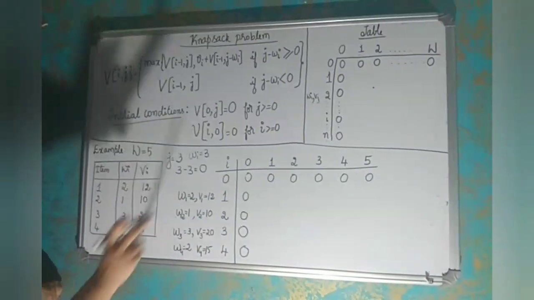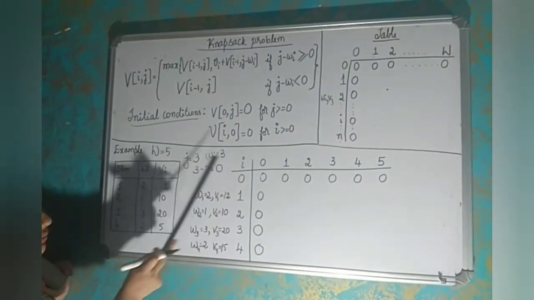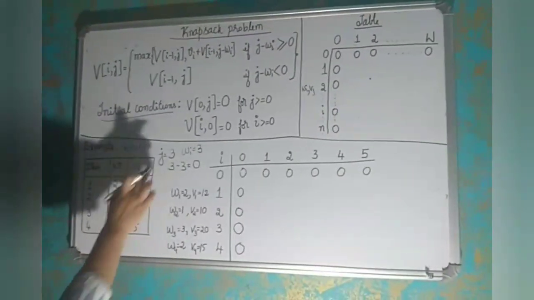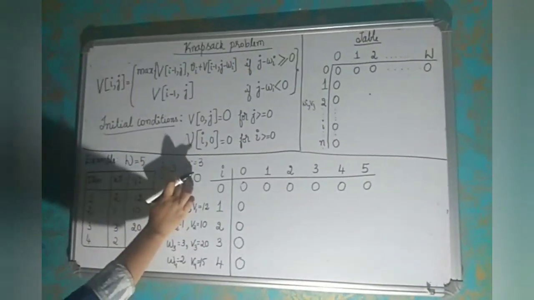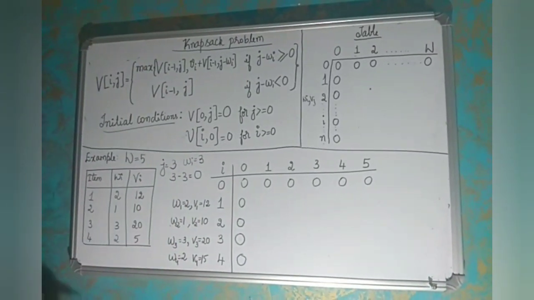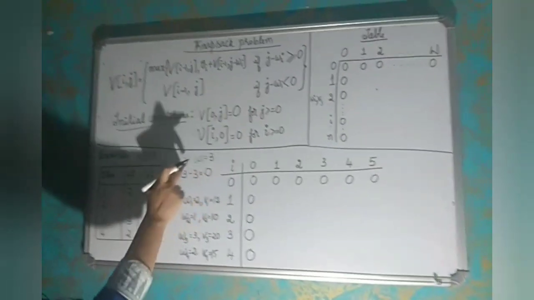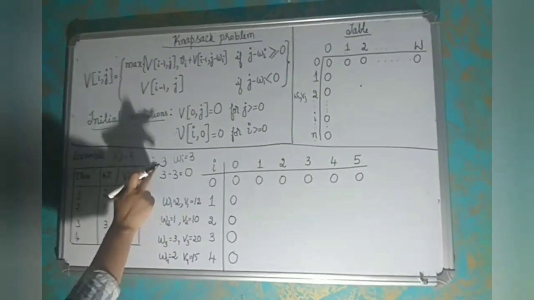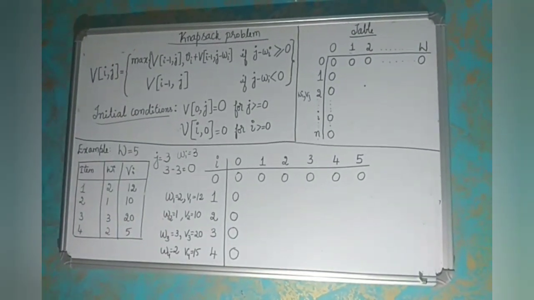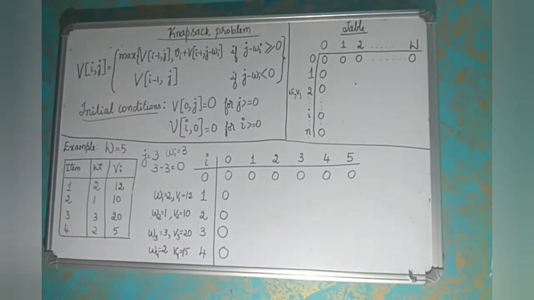So only when j minus Wi is greater than or equal to 0 can we consider putting this item into the bag. If j is 3 and the weight of the item is 3, then we can consider this item. You can put that item into the bag because the weight is less than or equal to j. Suppose the weight is greater than j, then you cannot put that item into the knapsack.